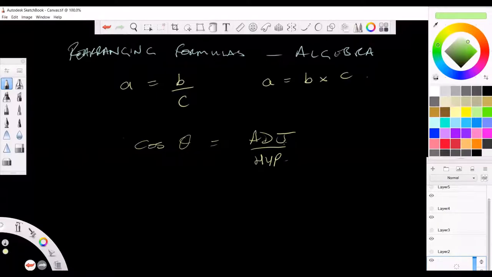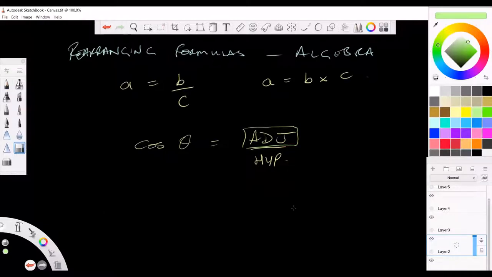Well, what I want to do is get the adjacent on its own on one side. Yeah, I want the adjacent to be sat there on its own. Everything else is the other side of the equation, because I want an equation of the form adjacent equals something. I don't really mind what that something is, because I can just stick it into a calculator. Doesn't matter what it is, but I want the equation to be of that form.